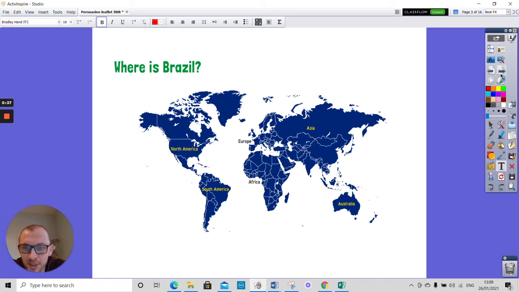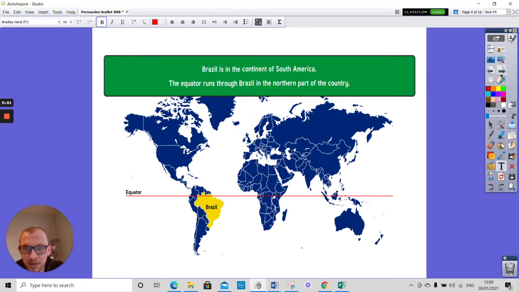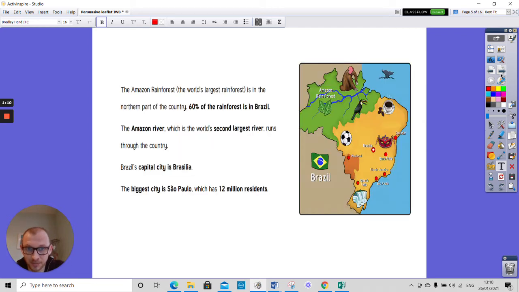So, where is Brazil? Can you identify the continent that Brazil is in? It is located in South America, so well done if you located it. And there it is. It is in the continent of South America, and the equator runs through the northern part of the country. So you can see the line of the equator going through the northern part, which coincidentally is where the Amazon River and rainforests are located.